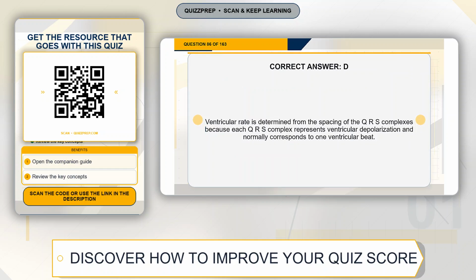Explanation. Ventricular rate is determined from the spacing of the QRS complexes because each QRS complex represents ventricular depolarization and normally corresponds to one ventricular beat.